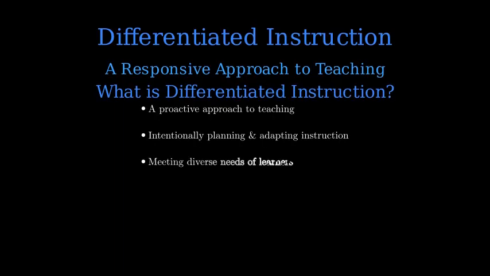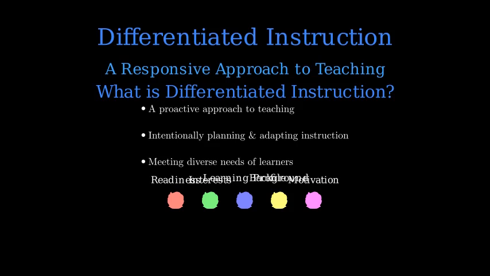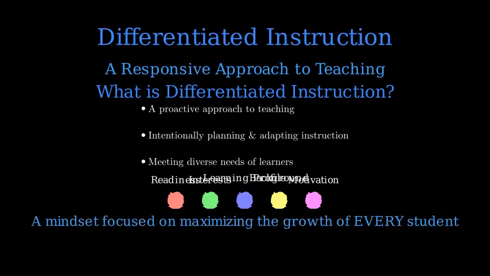Differentiated instruction, often abbreviated as DI, is a proactive approach to teaching that involves intentionally planning and adapting instruction to meet the diverse needs of learners within a single classroom. It's fundamentally a response to student variability, acknowledging that learners differ in their backgrounds, readiness levels, interests, and preferred ways of learning. DI is more than just a collection of strategies. It represents a mindset and philosophy centered on maximizing the growth of every student.